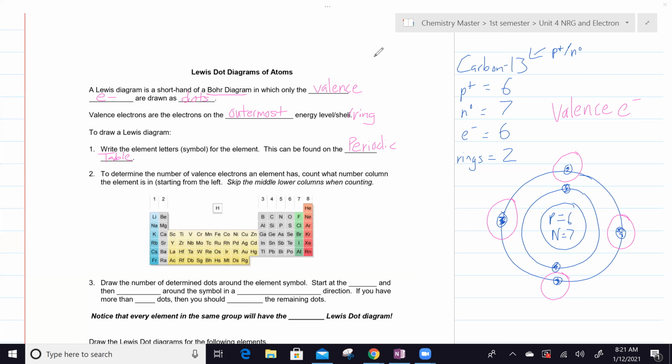So here is the great thing. To determine the number of valence electrons an element has, so I'm on number 2, you're going to count what number column the element is in. You're going to start from the left and go from left to right. Now, we're going to skip the middle ones, the ones where they dip down. We're going to skip these.